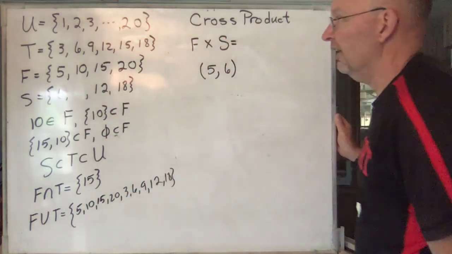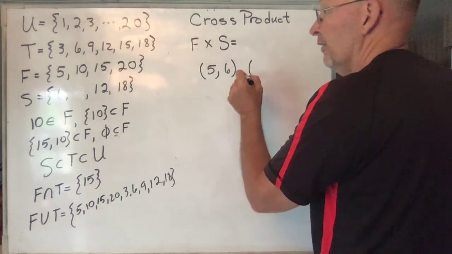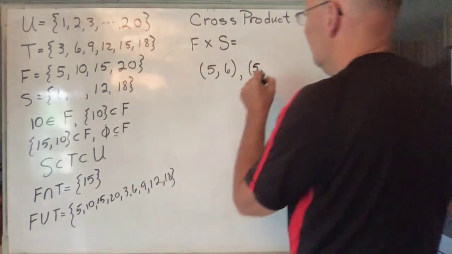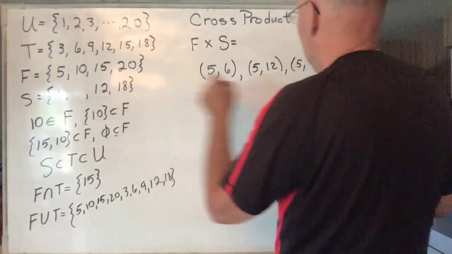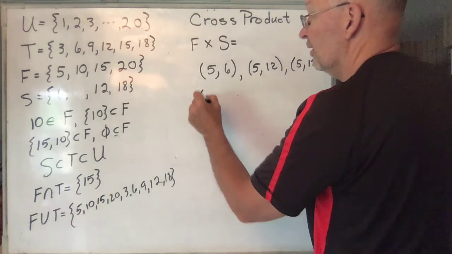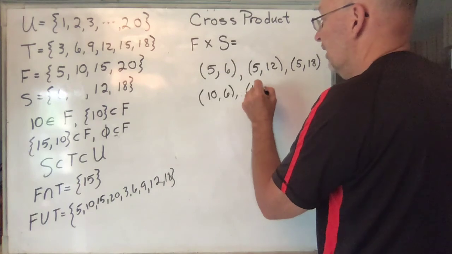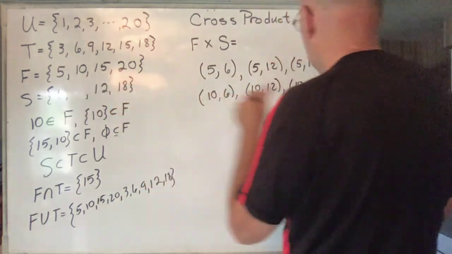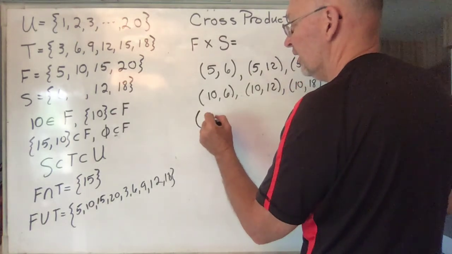So there is one thing in F cross S. Let's find another thing. We could take 5, and then instead of the 6, we could take the 12. Or we could take the 5, and instead of the 12, we could take the 18. So we got 3 of them there. Notice how many more you can get. You can start with 10, and then 6, 10, 12, 10, 18. The first one always comes from here. So these are all ordered pairs. Can you see what the next ones are going to be?